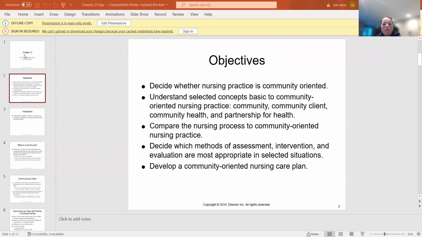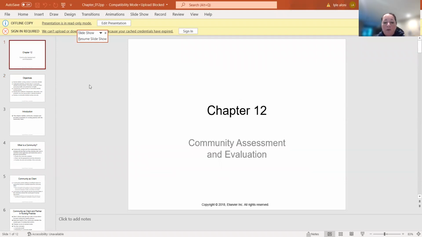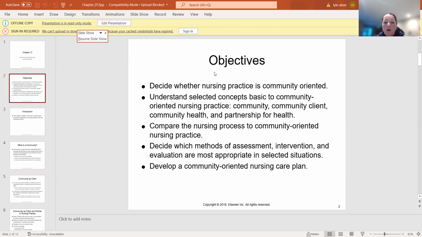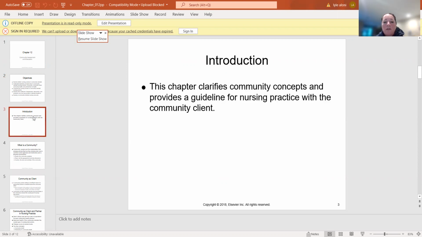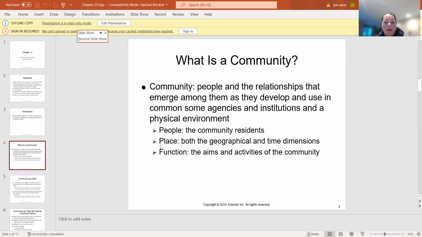All right, let's look at chapter 12, which is going to be our community assessment and evaluation. We're going to look at, is our nursing practice community oriented? We're going to look at community-oriented nursing practice, the nursing process, and which methods of assessment are most appropriate in different situations, and develop a community-oriented nursing care plan.